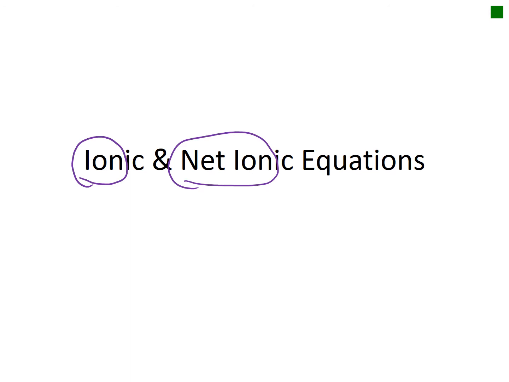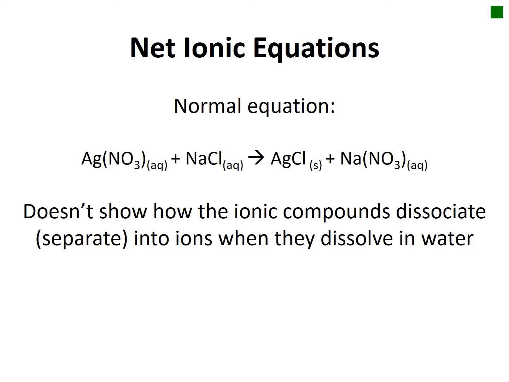And so what you're doing from the ionic to the net ionic is you're getting rid of all of those things that actually don't change. So let's do a few problems and understand it. So this is for net ionic equation. Normally what you see is something like this formula, okay?